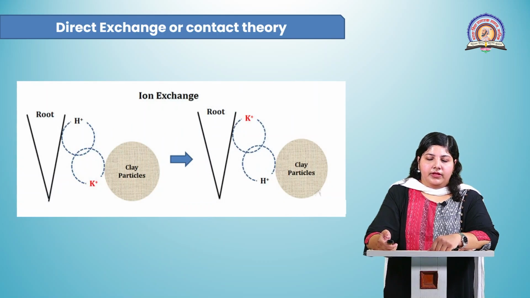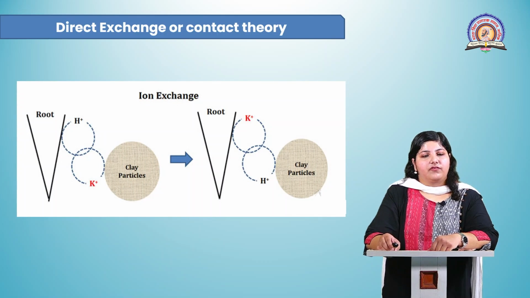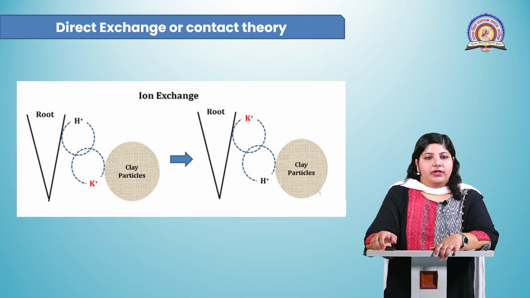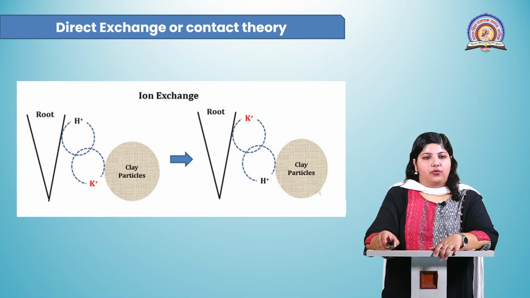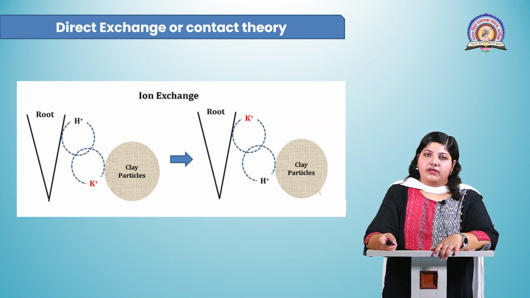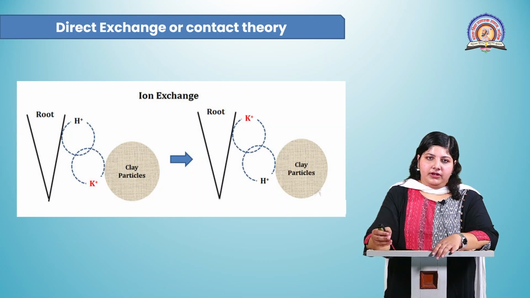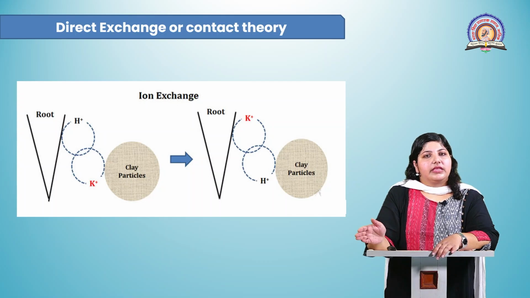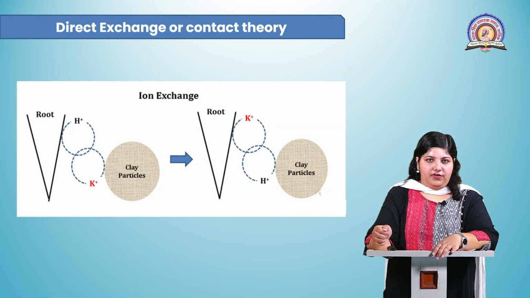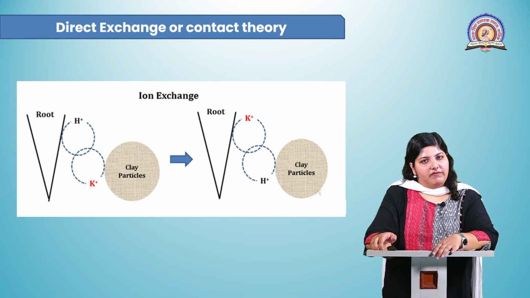contact theory. Now you can see a diagram on the screen in front of you. What happens in direct exchange, we will understand with the help of this diagram. You can see a root shown in the figure, and a proton or hydrogen ion is adsorbed on the surface of the root, and we can see clay particles or soil particles on which a potassium ion is adsorbed. What happens is when the root comes in close contact with the soil particles, these ions can exchange between the outer surfaces of the root and the soil, and thus different types of minerals can be made available to the plants.